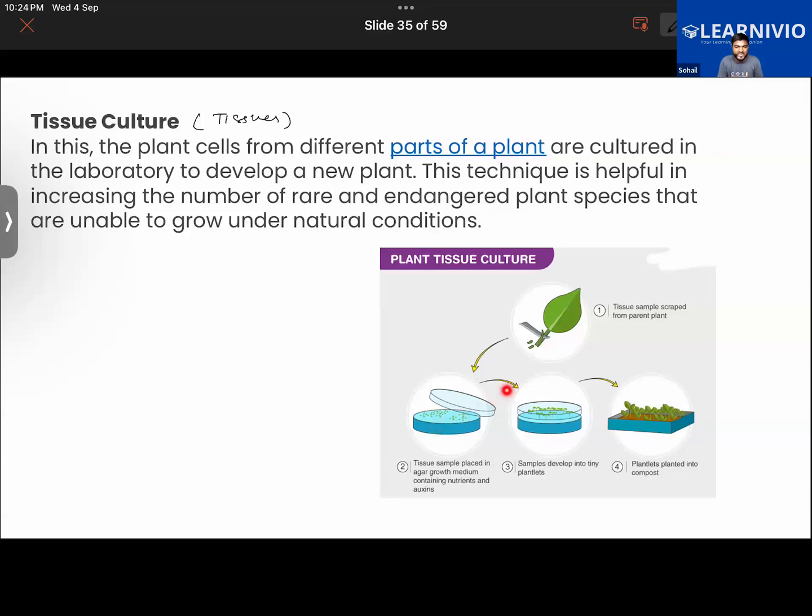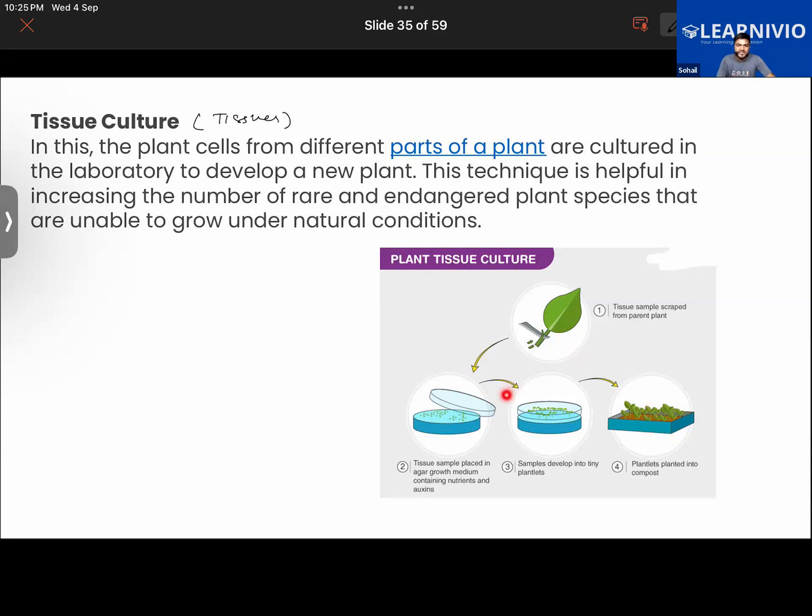The tissue sample has been placed in a growth-rich medium called agar growth medium that contains the essential nutrients and the hormones to promote the growth of the tissue. Sometime later, the samples will develop into tiny plantlets. Plantlets are very tiny plants. Later on, the plantlets are planted into some compost. Compost is a type of manure, a kind of fertilizer.